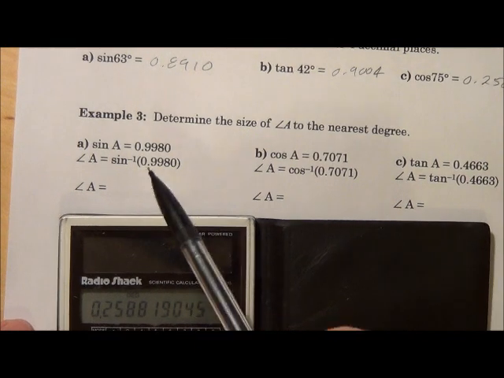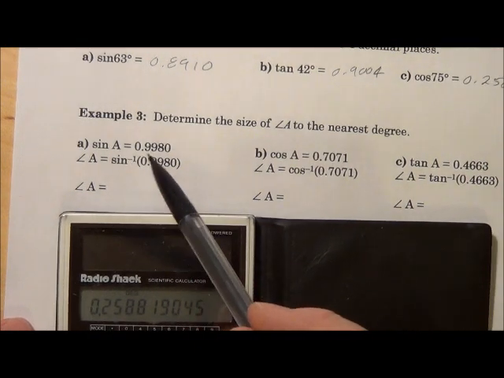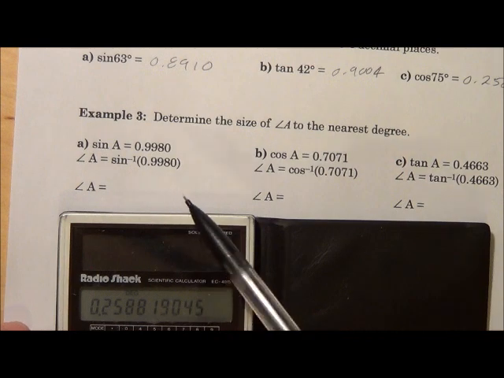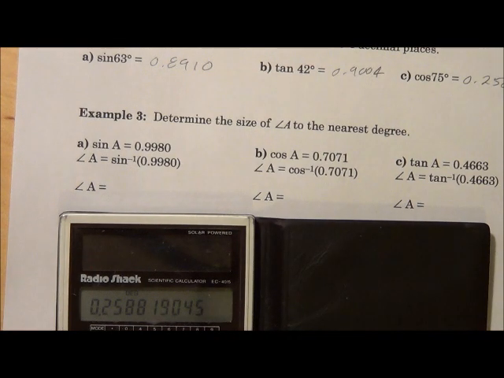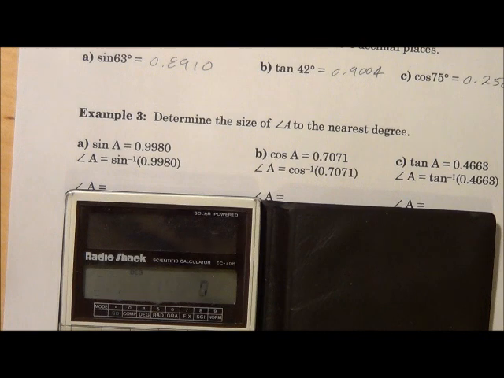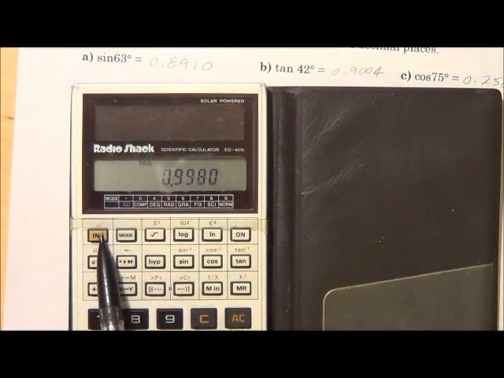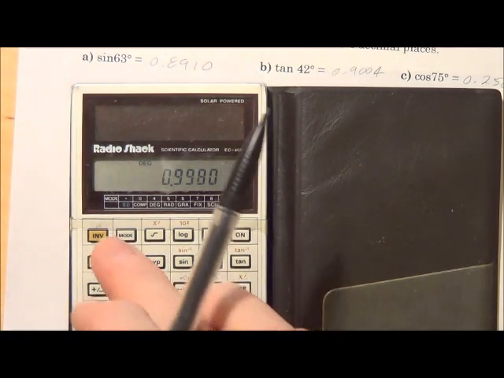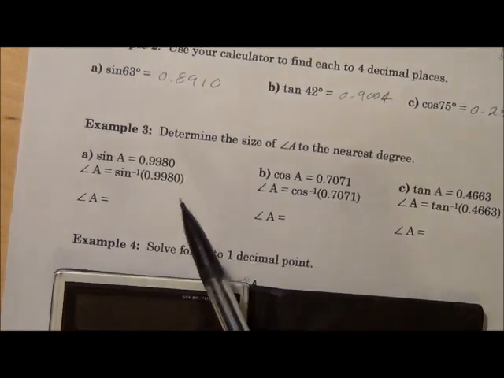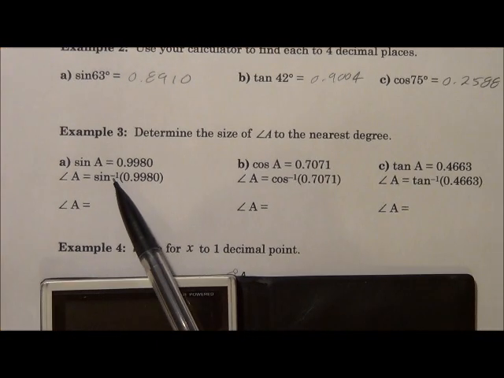And so if you know that the sine of angle A is 0.9980, what you can do in your calculator is punch in 0.9980, and then you either hit inverse or second function or shift or whatever that button may be, and then you hit the sine, and that's how we denote the exponent of -1.